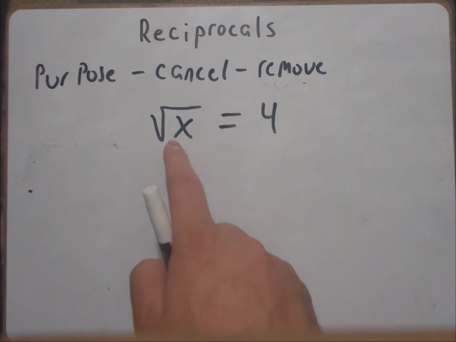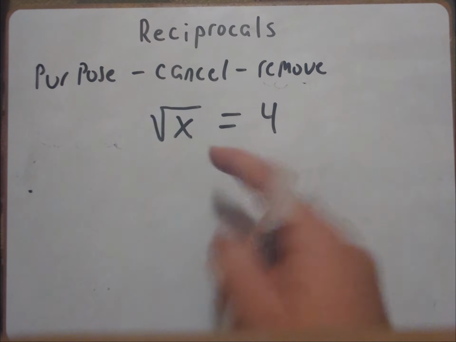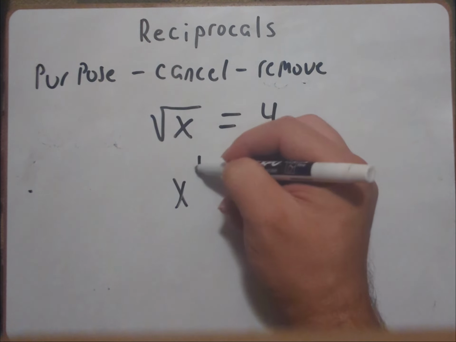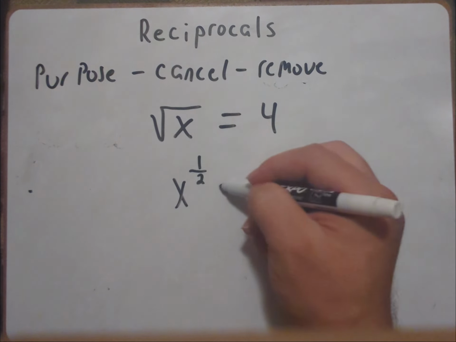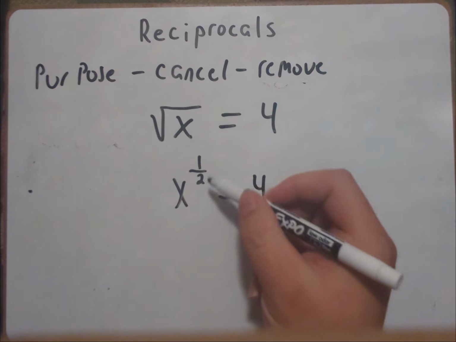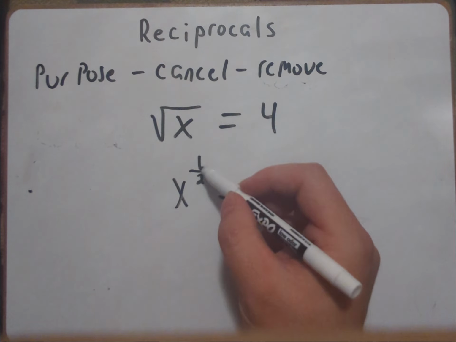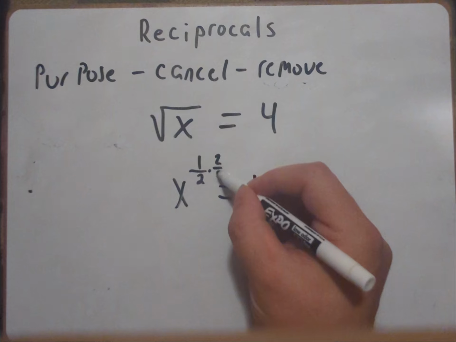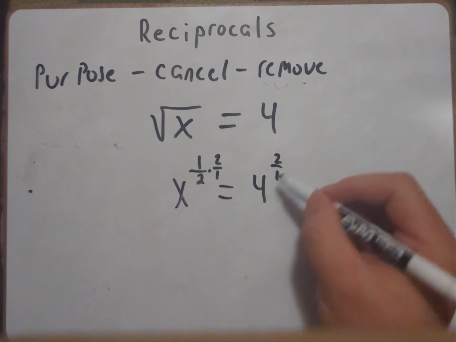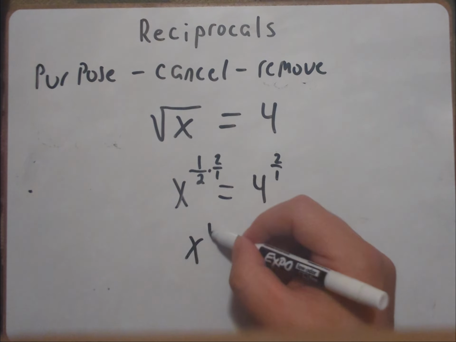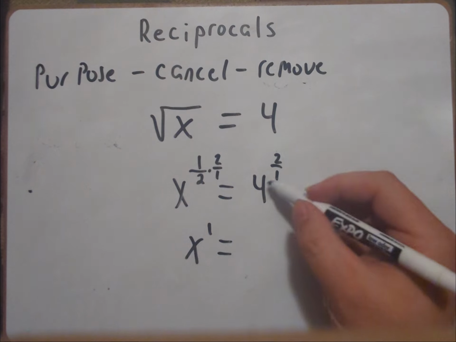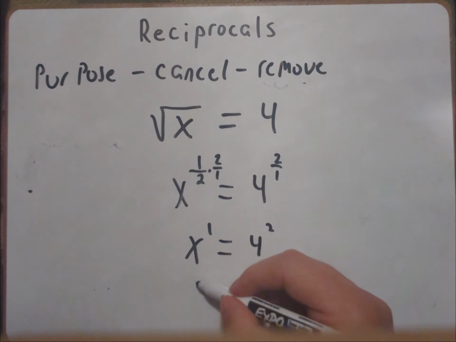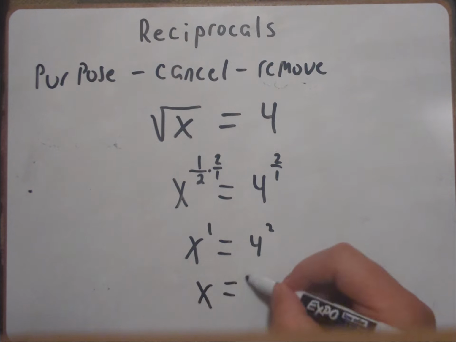What about for the square root of x equals 4? Well, another way to write this is x to the 1/2 equals 4. So how do we cancel the square root or x to the 1/2? We take the reciprocal, and we have to do it to both sides. So you're just left with x equals 1. Another way to write this is just 4 squared, because the 1 is invisible, and this will just become x equals 16.